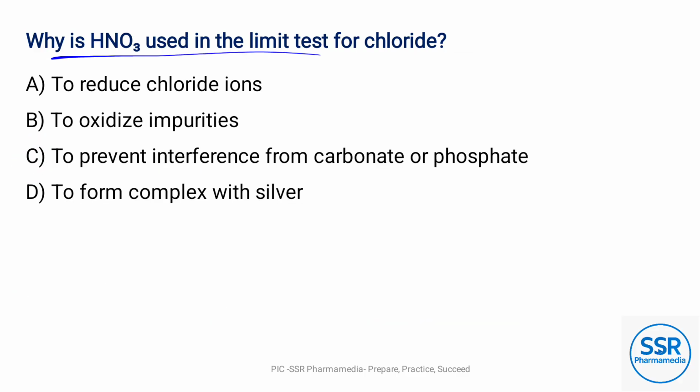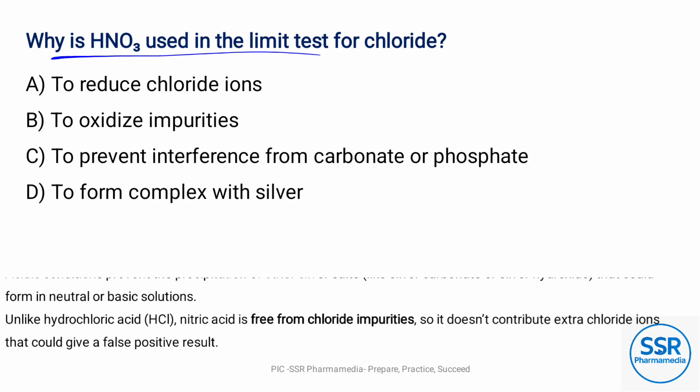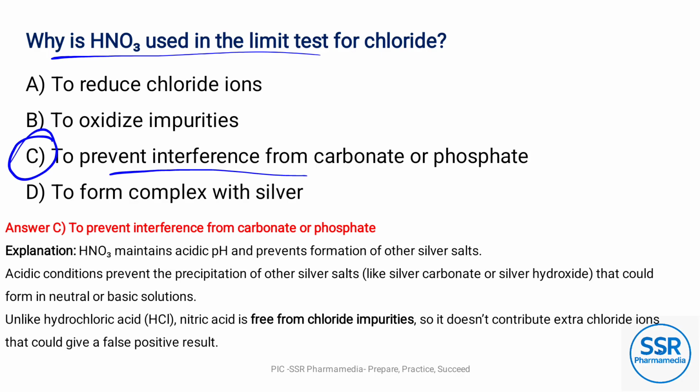Why is nitric acid used in the limit test for chloride? So the answer is option C, to prevent interference from carbonate or phosphate. It maintains the acidic pH and prevents the formation of other silver salts. In acidic conditions, it prevents the precipitation of other silver salts like silver carbonate and silver hydroxide that could form in a neutral or basic solution. Unlike hydrochloric acid, nitric acid is free from chloride impurities. So it does not contribute extra chloride ions that could give false positive results.